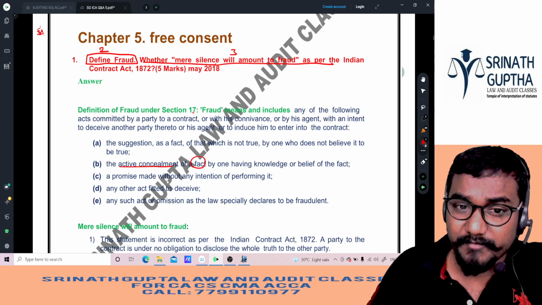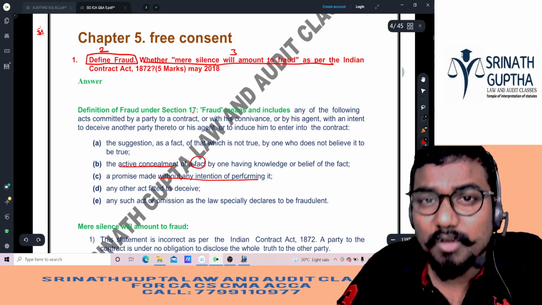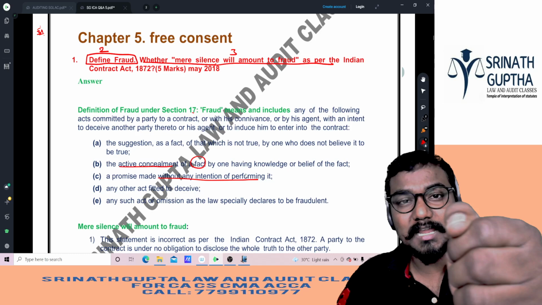The third is any promise made without any intention to perform. Rohit is there. Rohit said to Sweetie, I love you, I'll marry you. Cutie, I love you, I'll marry you. Puppy, I love you, I'll marry you.